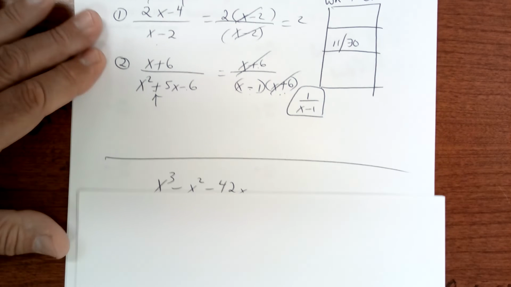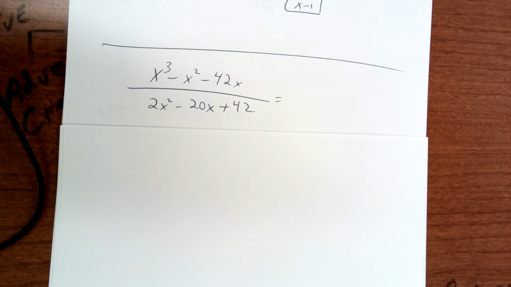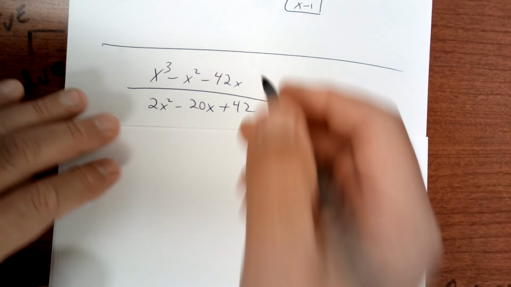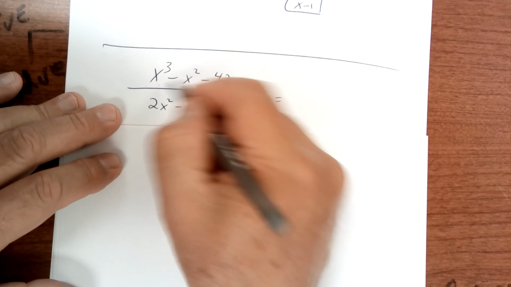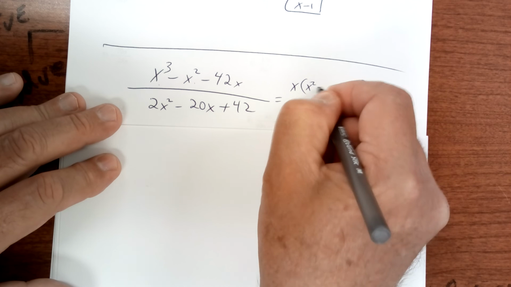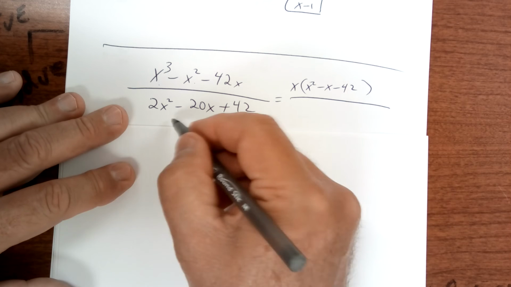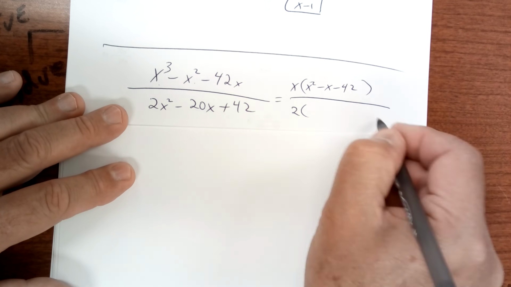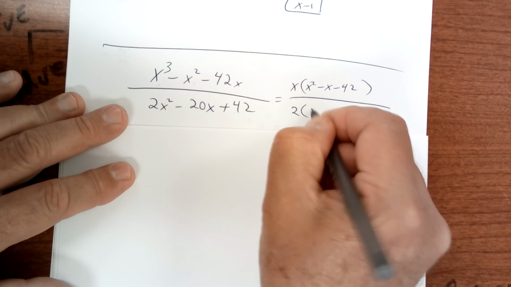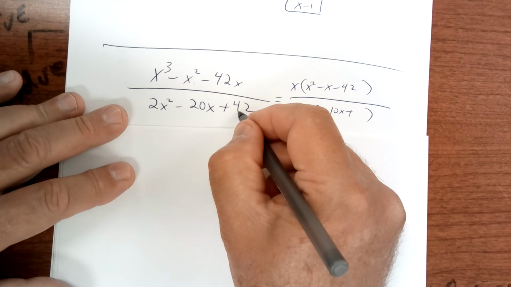All right, on a new sheet of paper, copy this one down. So first, you got to factor out what they have in common. And so what these have in common here is an x. See how they all have an x? So take out an x. And now you're left with x squared minus x minus 42. Down here, it looks like you can take out a 2. So take out a 2, and you're left with x squared minus 10x plus 21, I think it is.